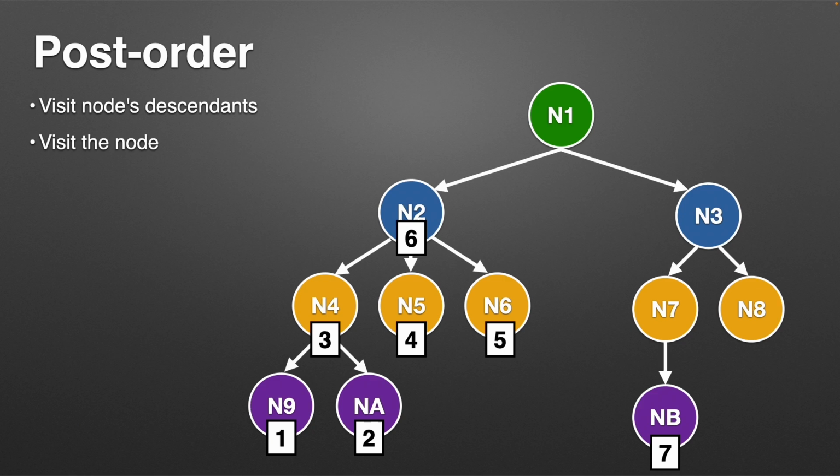So we go all the way down to NB. Okay, after that, N7. N7, yep. And then N8. And then N3, and finally N1. And so that is the post-order. And these are all just slightly different.